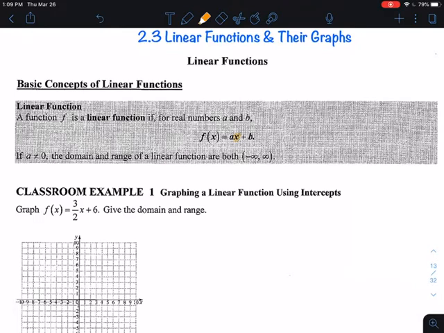One thing that's important to remember about the domain of a linear function: if a does not equal 0, all right, so this only applies if there's an x there. If a does not equal 0, the domain and range of a linear function are both all real numbers, from negative infinity to positive infinity.